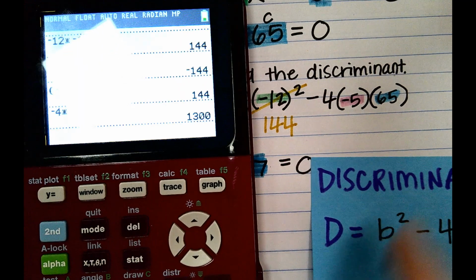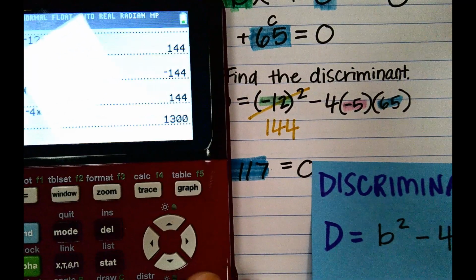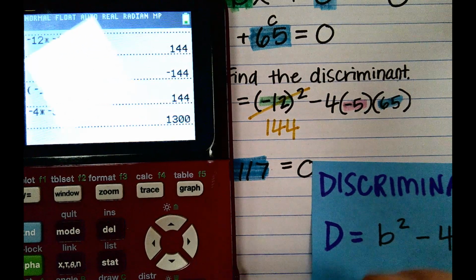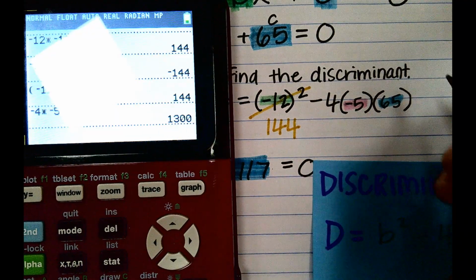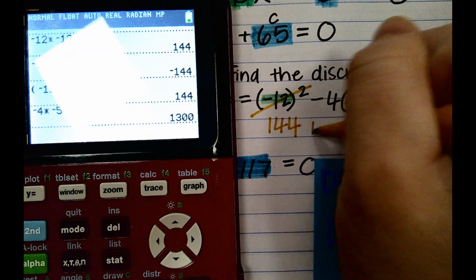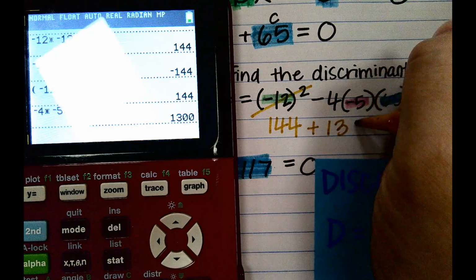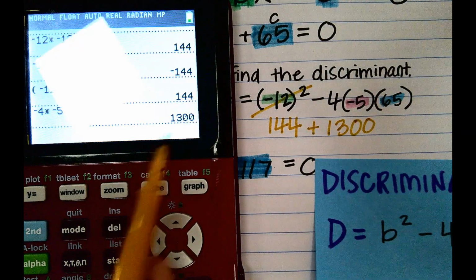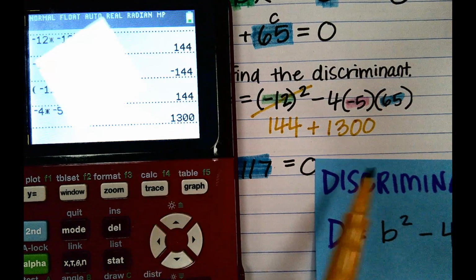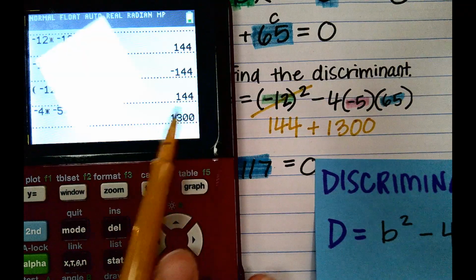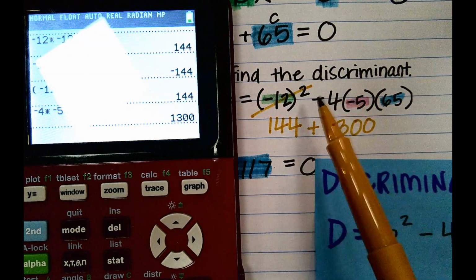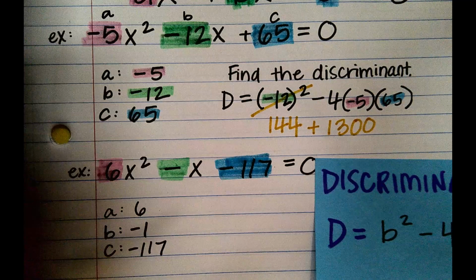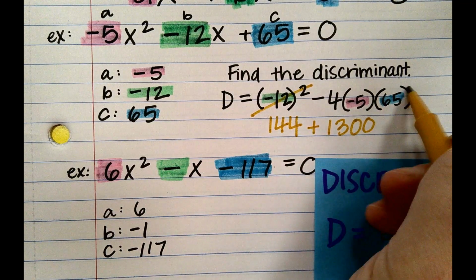So whenever I bring that number down, if you get a positive number like we did here, we put plus. Good. So it'll be plus 1,300. If I had gotten a negative number, I would have written minus 1,300, but this is positive because that negative 4 and the negative 5 cancel, become positive. So I'm done with those three numbers.